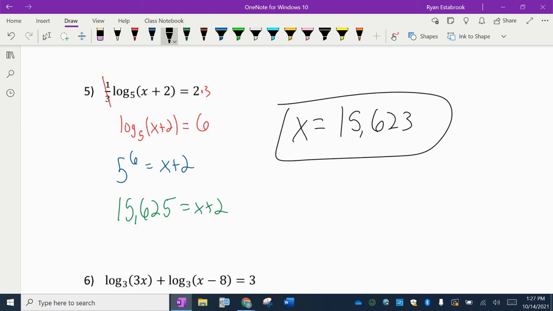So similar strategy that we've used before. Try to take care of the simple algebra stuff on the outside: add, subtract, multiply, divide. And then eventually deal with the log when you have to. A lot of times the biggest move we're going to make is to convert from one form to the other.